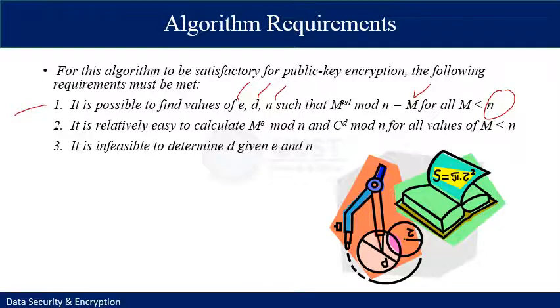The second requirement states that it is relatively easy to calculate the encryption and decryption functions for all values M which are less than n. And finally, it is infeasible to determine D, the decryption value, given E and the modulus n.